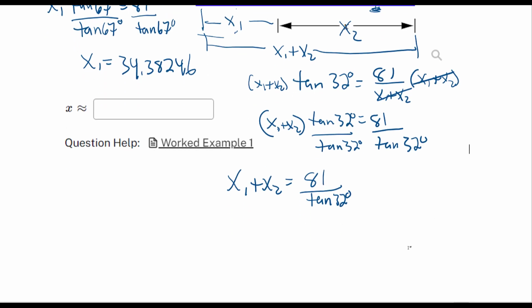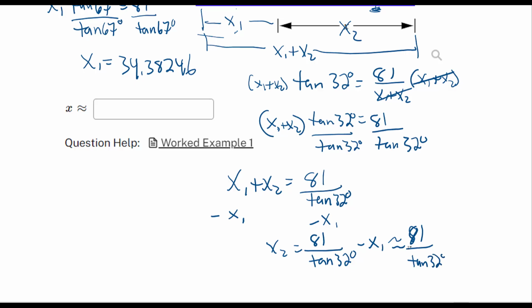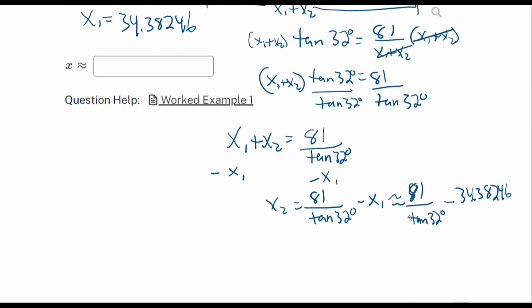And if our goal is x2, we can subtract off x1, which we know. So x2 would be 81 over tangent of 32 degrees minus x1, which would be approximately 81 over tangent 32 degrees minus the 34.38246. And what do I get from that?